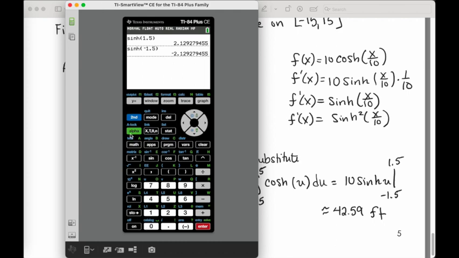So any of the hyperbolic functions you want to access in your catalog, whether it's hyperbolic inverse or one of the regular hyperbolic functions, you're going to hit your second button, which should correspond to the color of the catalog. Hit second and then 0, and all your commands will come up there.